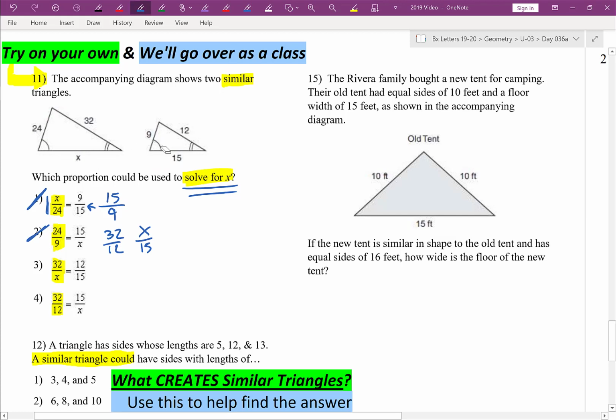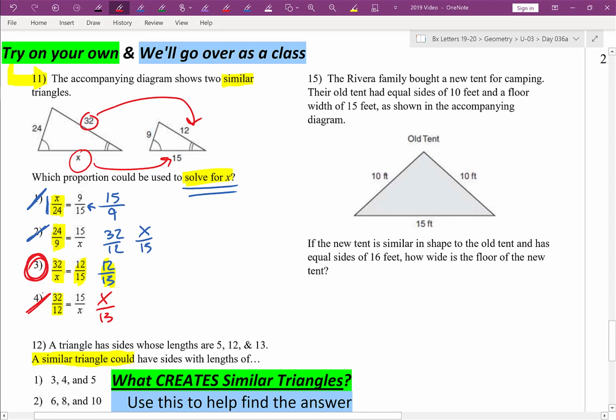Answer choice 3, they've got 32 over that x, so then I would expect 12 over that 15. And that is what I see. I do see 12 over 15. And that's why answer choice 3 is correct. And if you were to continue this logic with the fourth answer choice, 32 over the corresponding 12, it should be x over 15, and that's just not what they have. They have it backwards again, and that's why that's incorrect.